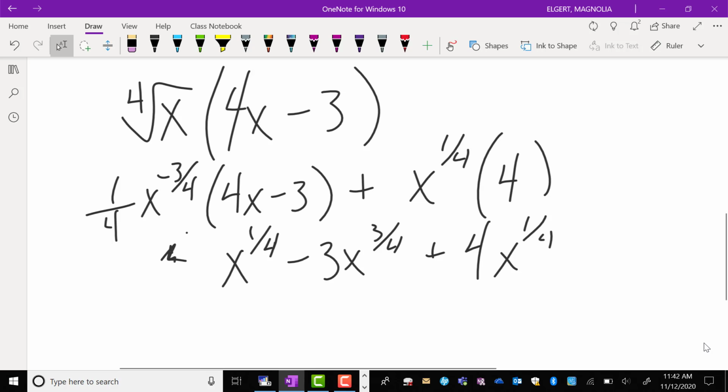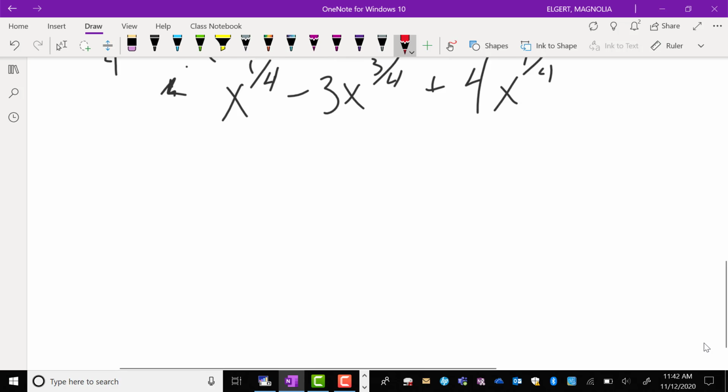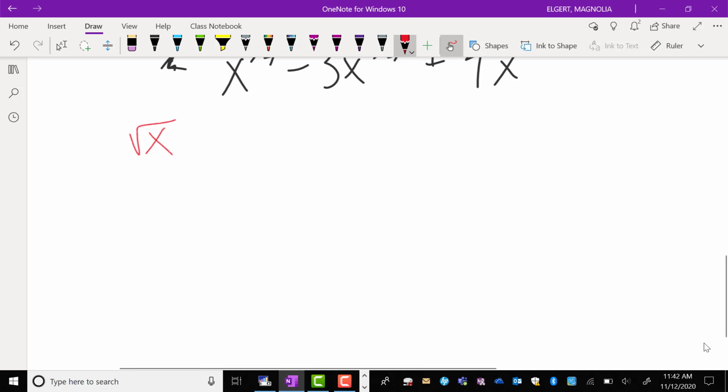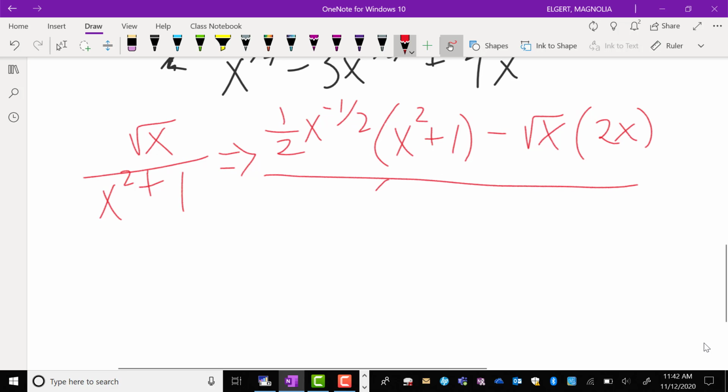All right. With the quotient rule, the one which was number 4, there's really no easy way to do algebra first on this one. So it is the square root of x divided by x squared plus 1. So when I do that, I take the derivative of the top, which would be 1/2 x to the negative 1/2 times the bottom, which is x squared plus 1, minus, I keep the top, times the derivative of the bottom, which would be 2x, all over the denominator squared.